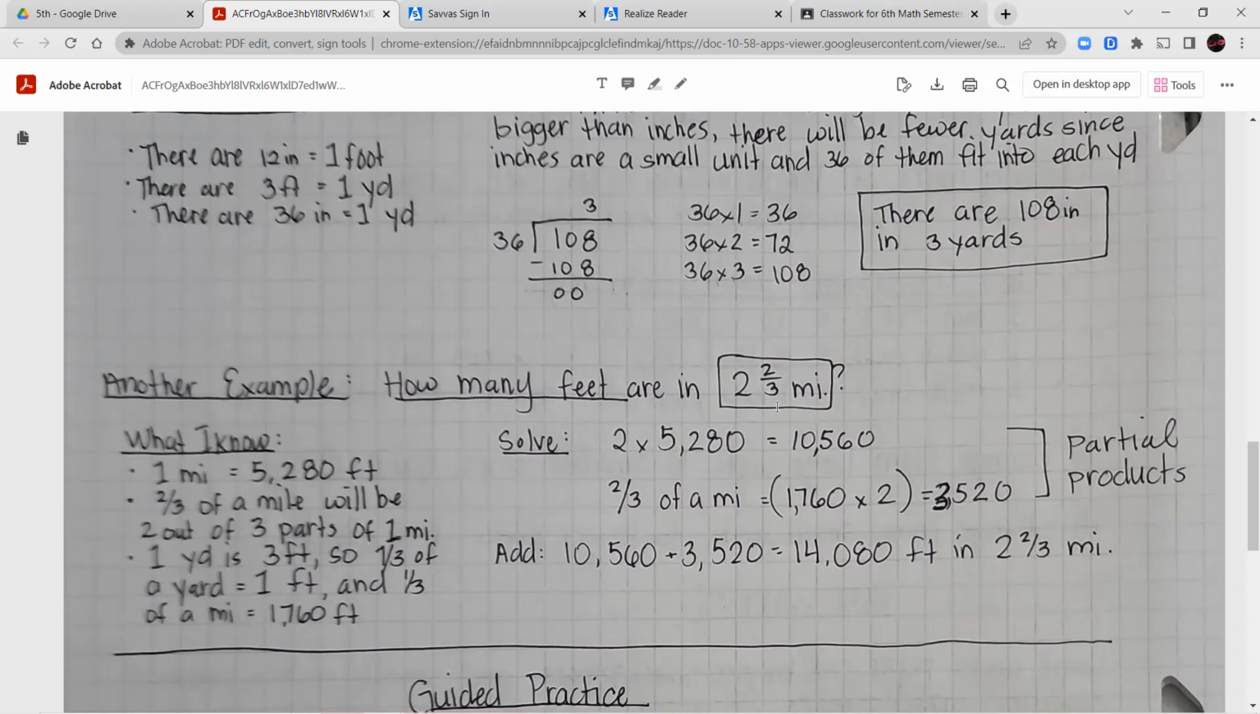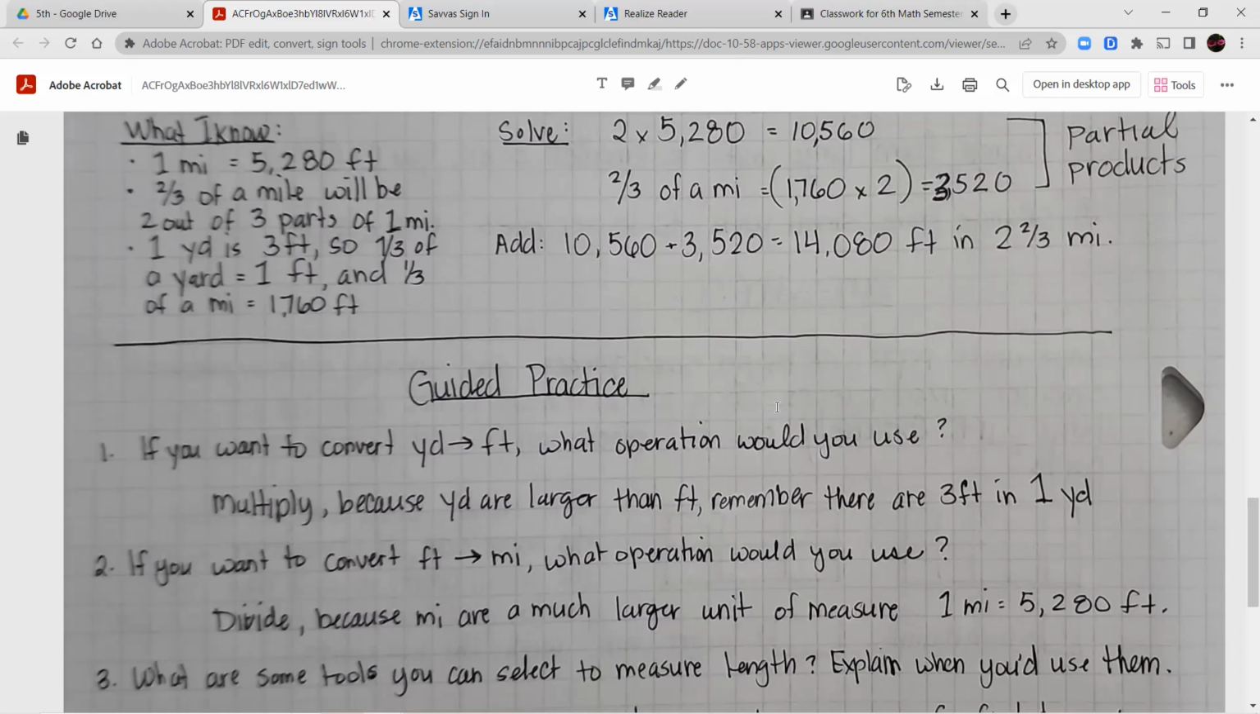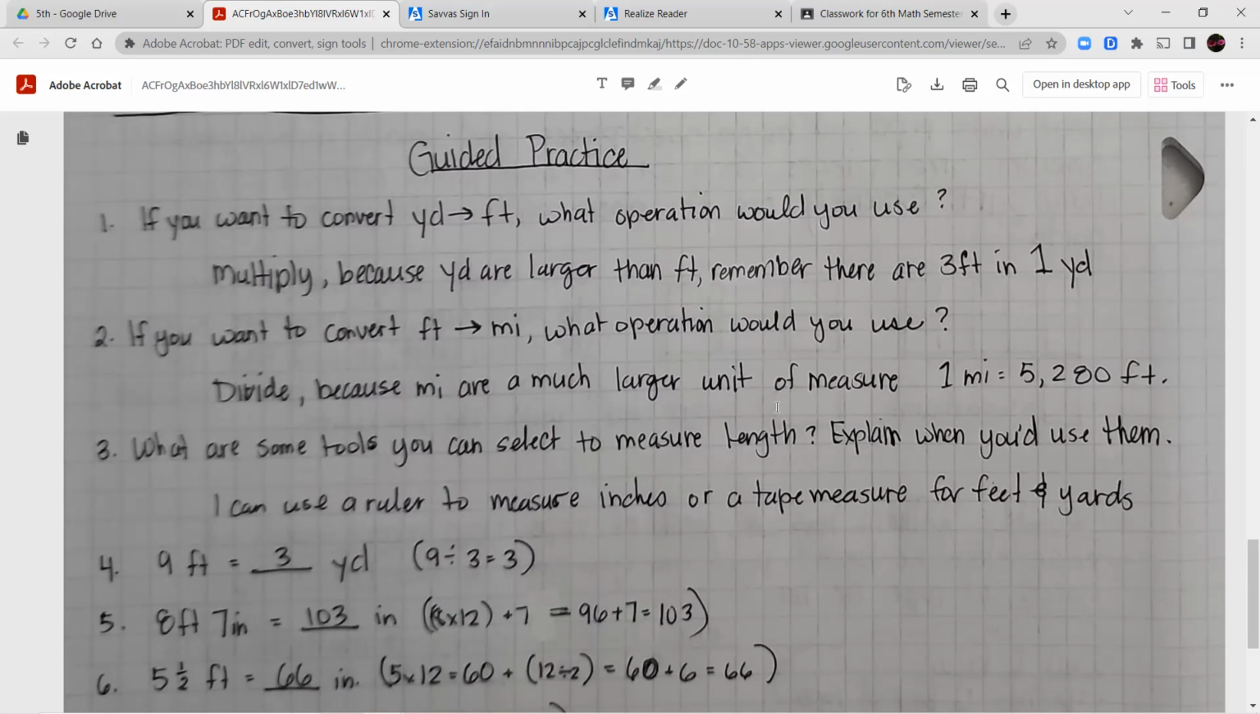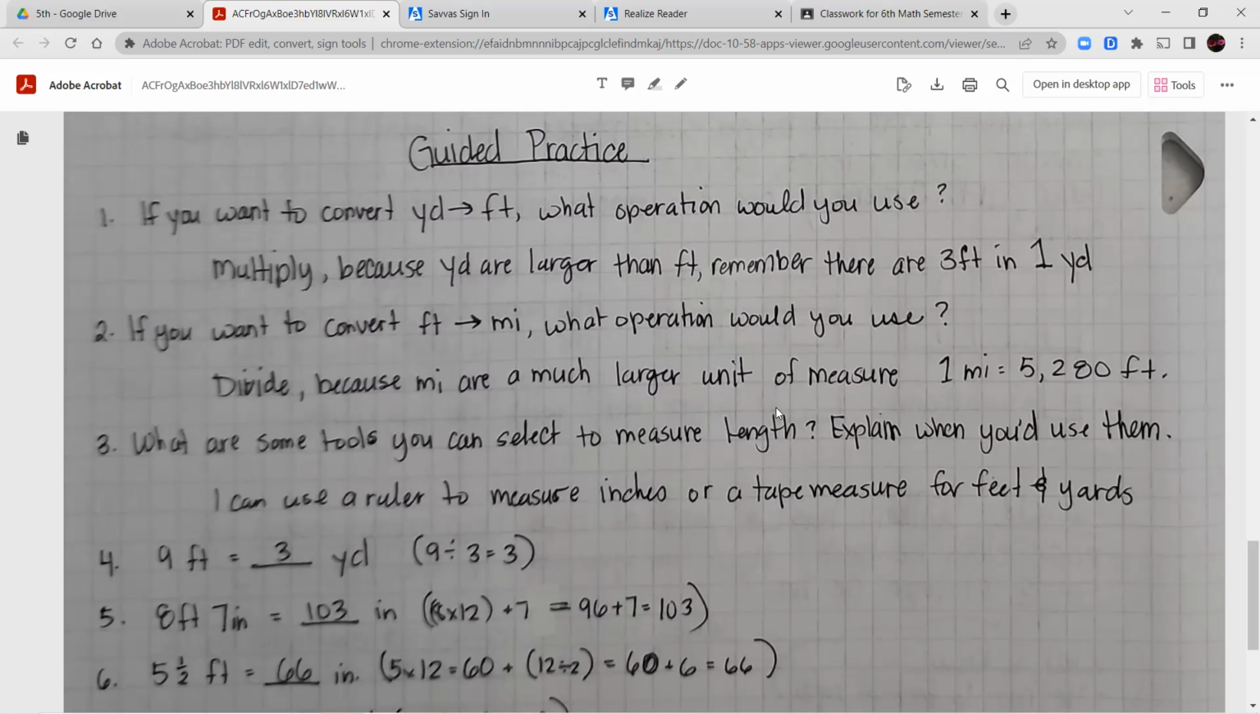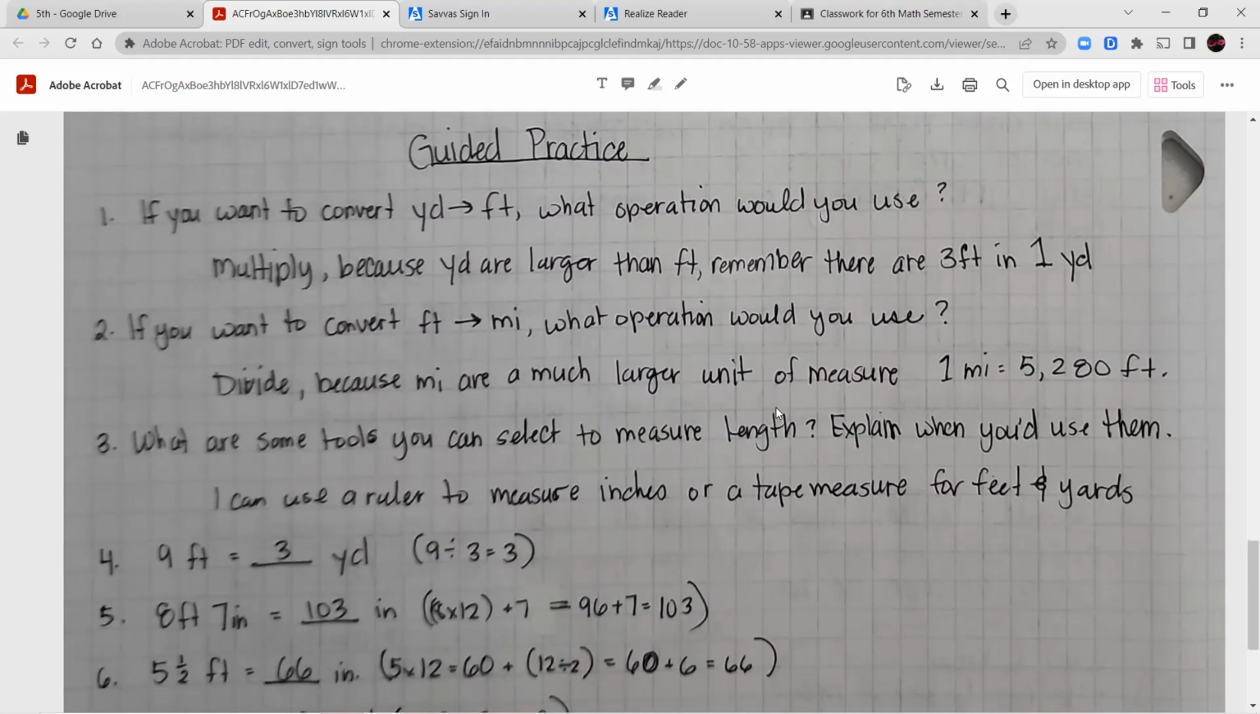Now let's go on to our guided practice. Our first guided practice question that you have in your book says, if you want to convert from yards to feet, what operation would you use? So here we know we're going to multiply because yards are larger than feet. Remember, there's 3 feet in every yard. So if I'm going to convert from yards to feet, I'm going to have a greater number of pieces. Those pieces are just going to be smaller in size.